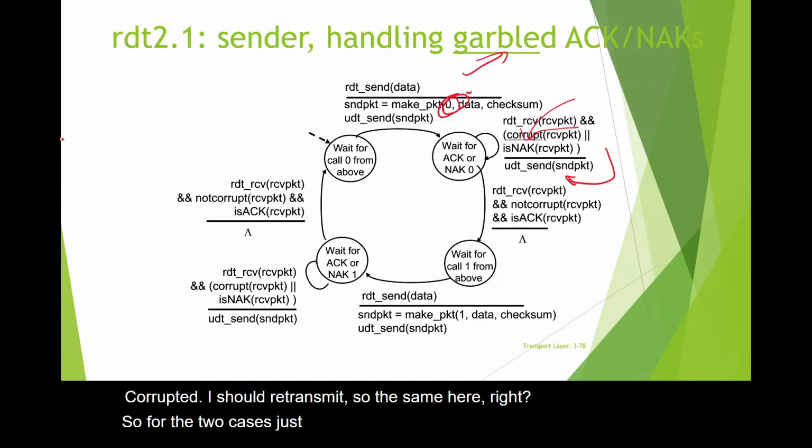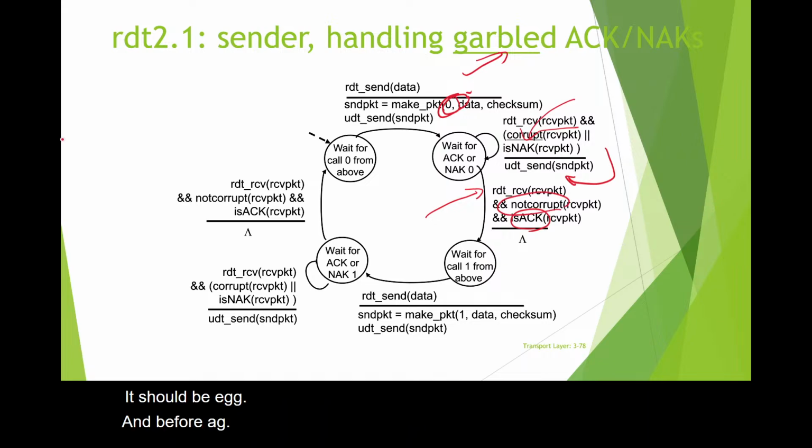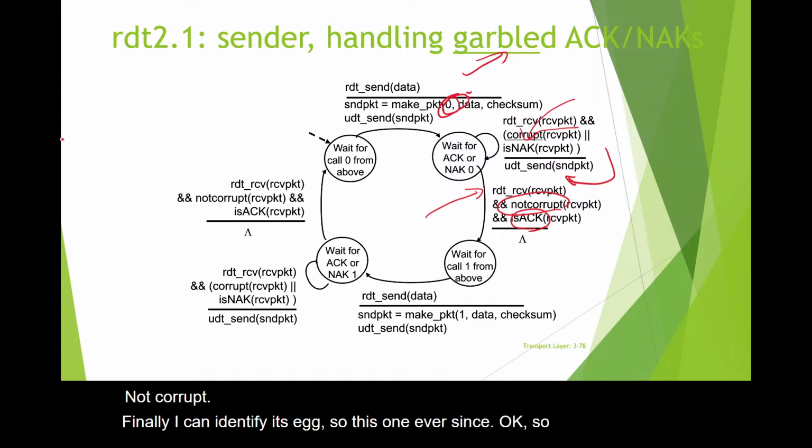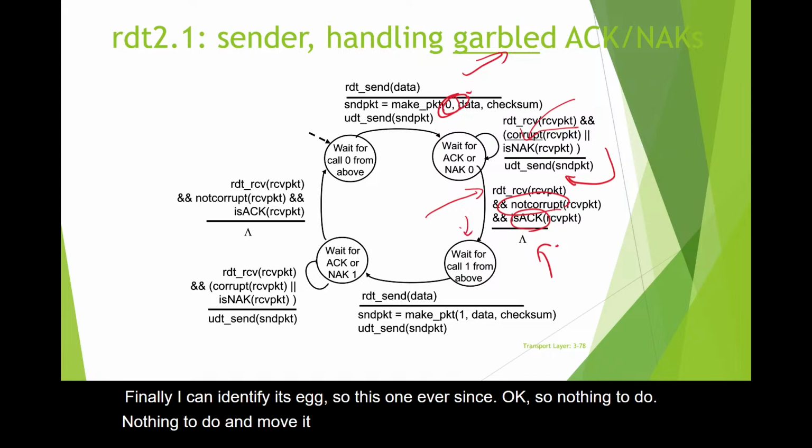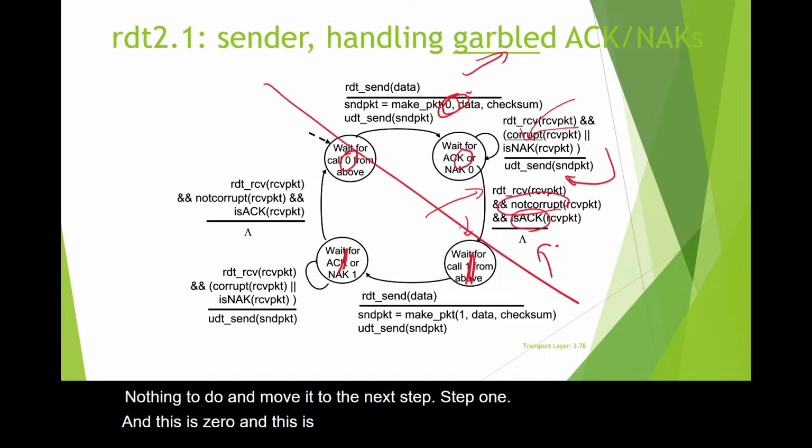For the other case, I receive it. Of course, it should be ACK. And before ACK, not corrupt. Receive it, not corrupt. Finally, I can identify it's ACK. So this one, everything's okay, so nothing to do. Nothing to do, and move it to the next step, step 1. And this is 0, and this is 0, and this is 1. And that's done. For the remaining part, just repeat for sequence number 1.